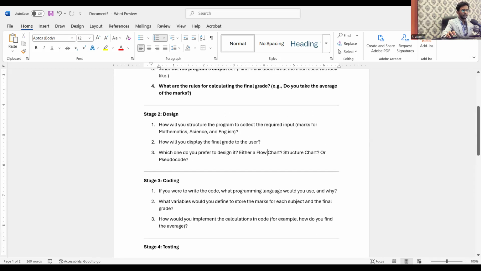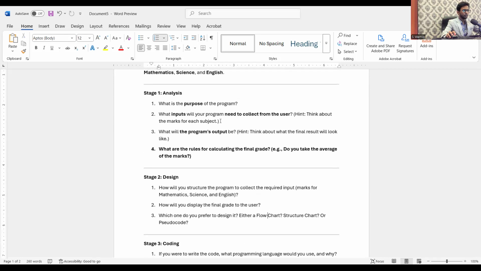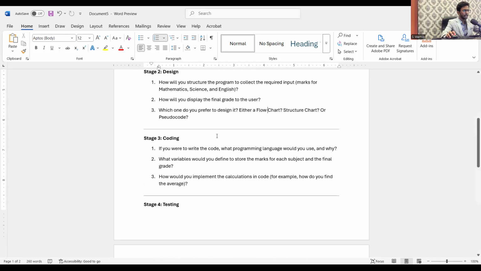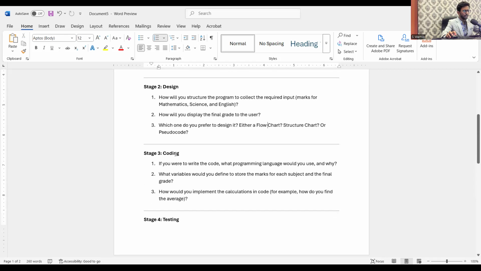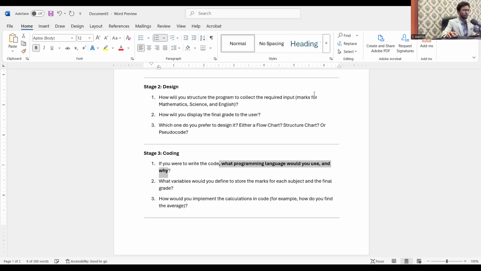And no worries if you are not getting any question, just give me your best. I'll be checking it and I'll be getting back to you, so no need to worry at all. The third area is the coding stage. If you were to write the code, which programming language would you use? We do have different programming languages, like Python, C Sharp, C++, and Java. I hope you have basic knowledge about programming languages, but it's totally your choice.